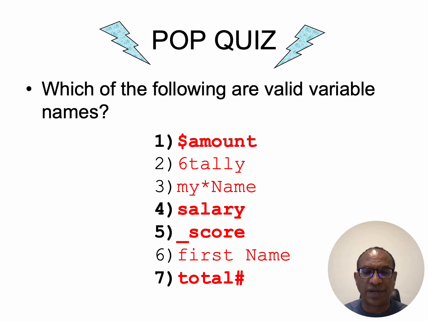The fourth one is correct. The fifth one is also correct because it can start with an underscore. But the sixth one is not correct because space is not allowed. The seventh one looks a bit confusing, but a pound sign is not allowed actually. So the seventh one is also not correct. It's an invalid identifier.